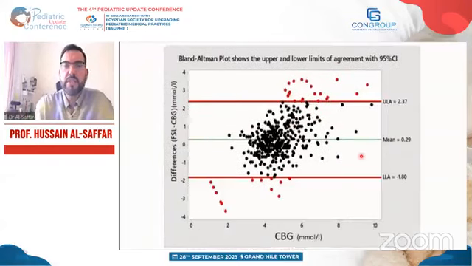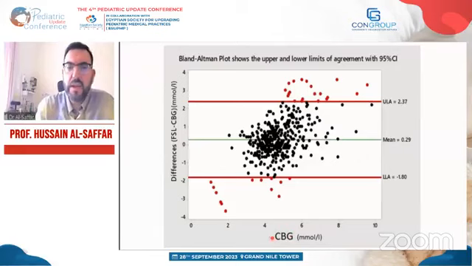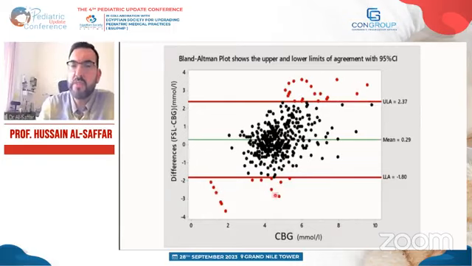What we found, comparing to the capillary blood glucose, and here are the differences between the FreeStyle Libre and the capillary blood glucose. Ideally, we should not find a difference of more than +2, -2 standard deviations. But what we found, we see red plots here. So there are sometimes differences, whether overreads or underreads, through the FreeStyle Libre.